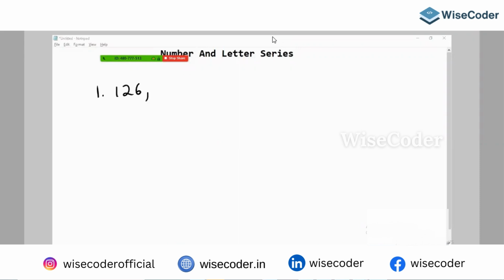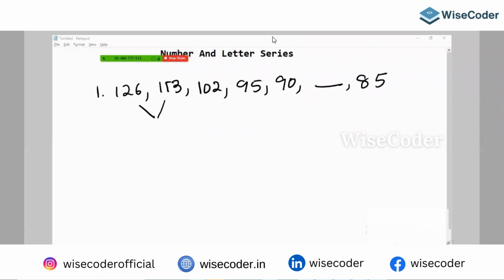The series is 126, 113, 102, 95, 90, dash, 85. Its numbers are very near numbers, not double. Let's check out the difference. What is the difference here?